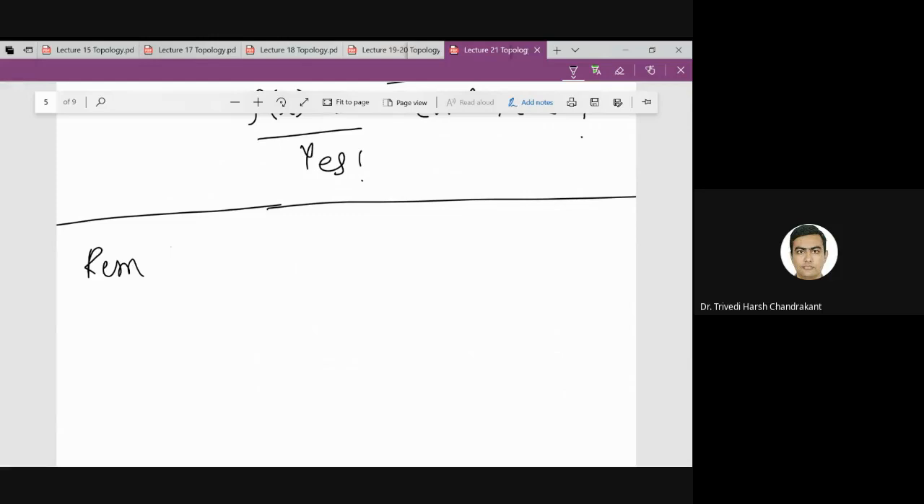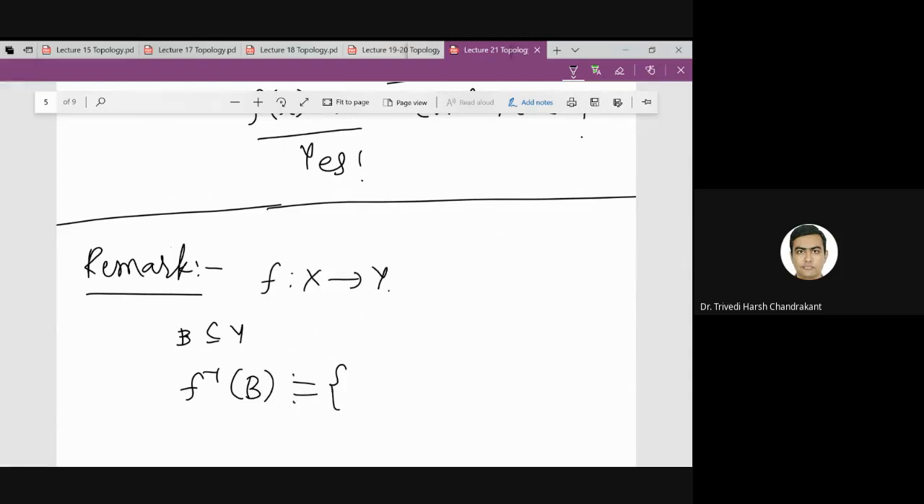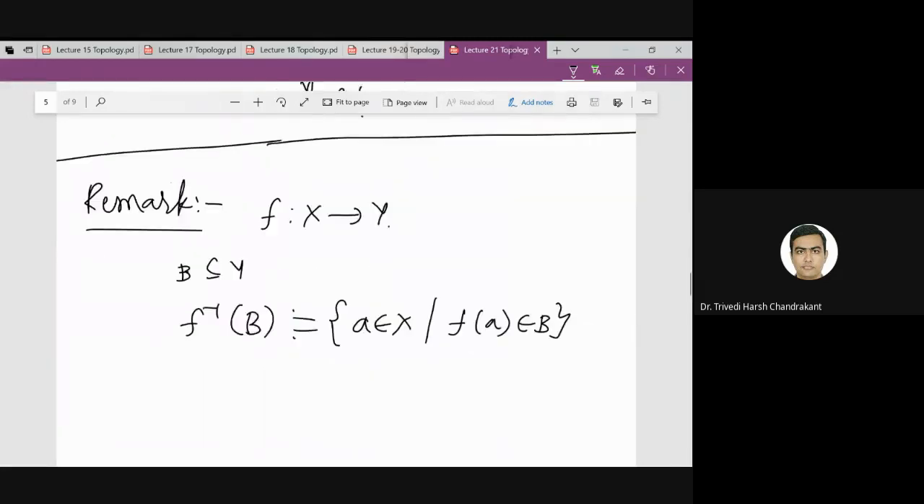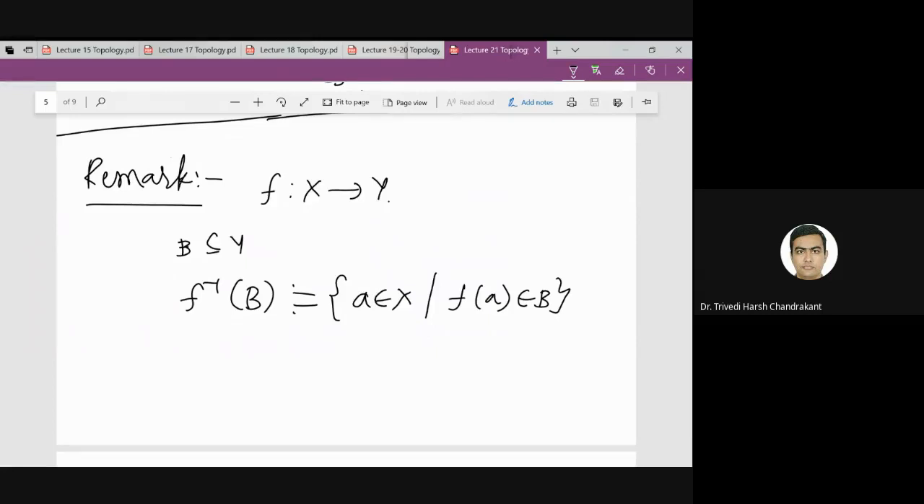So let us recall one small result. Suppose my function is from X to Y, and let B be a subset of Y. Then, as we know, f inverse B is nothing but the set of a belonging to X such that f(a) belongs to B. This is the definition of f inverse B.